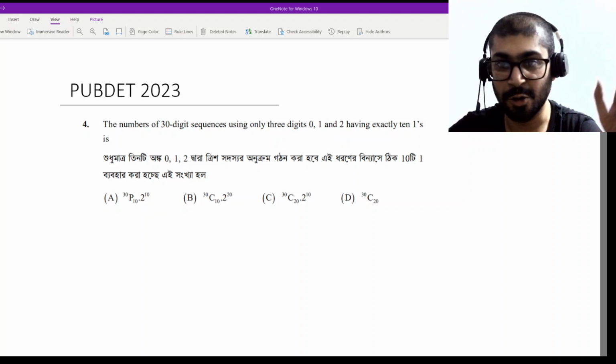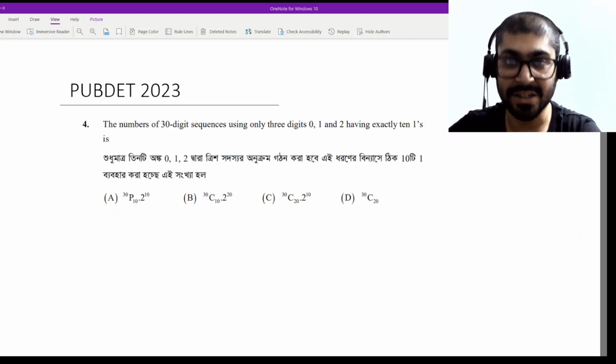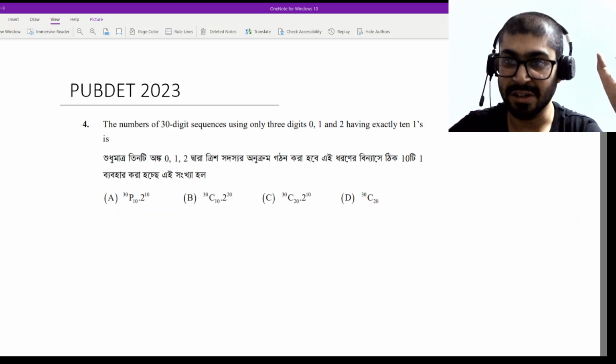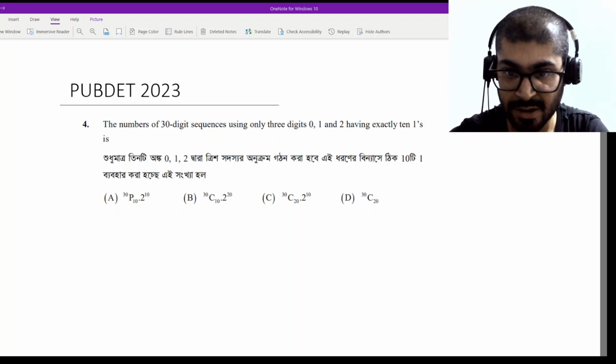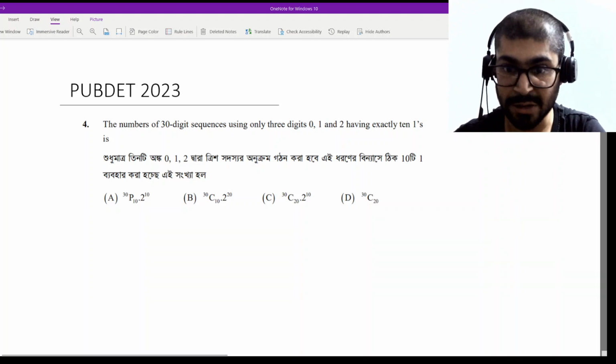only 0, 1 and 2 with exactly 10 occurrences of the digit 1, what combinations will be used? First we choose the positions for the 10 occurrences of digit 1 out of 30 positions. So out of 30 positions, where can I put the 1 and in how many ways? Among 30 digits, in how many ways can I place it?